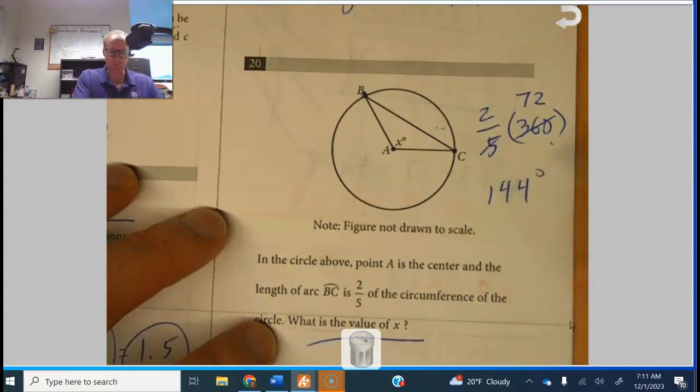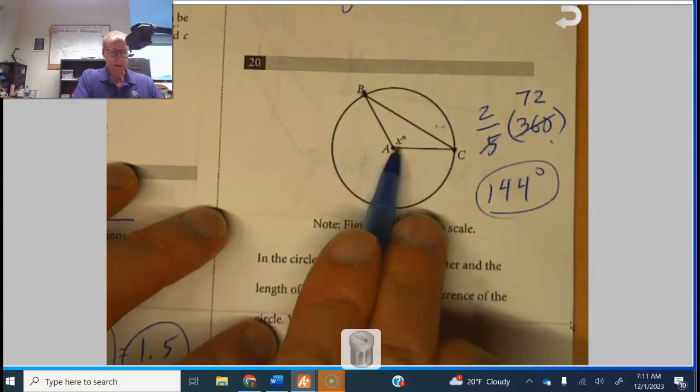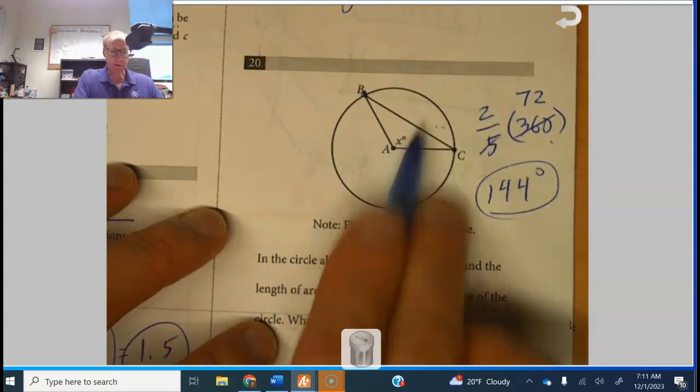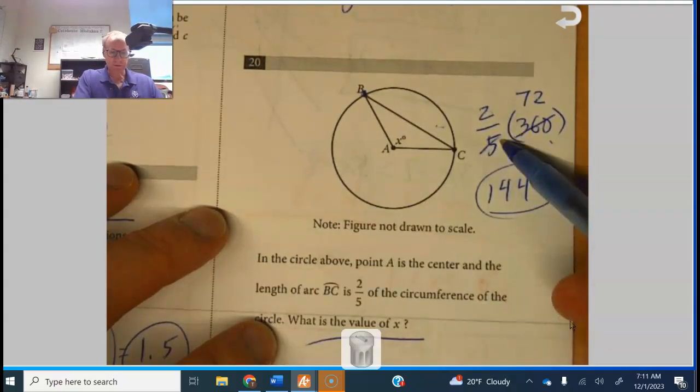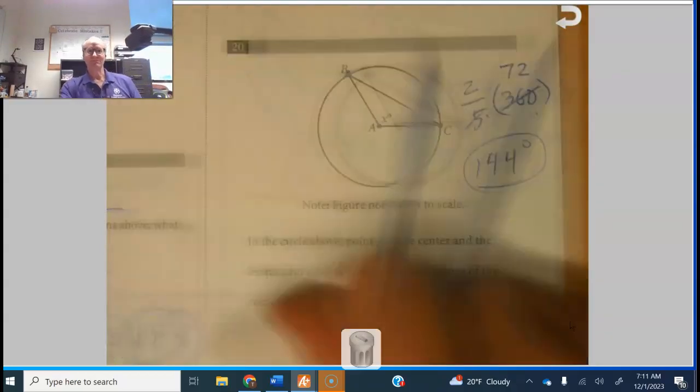Let's see if that seems reasonable. 144, 2/5 of the circle. Looks good to me. Looks like we're done.